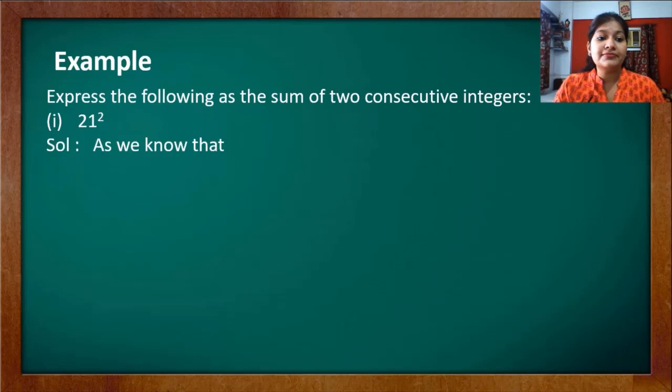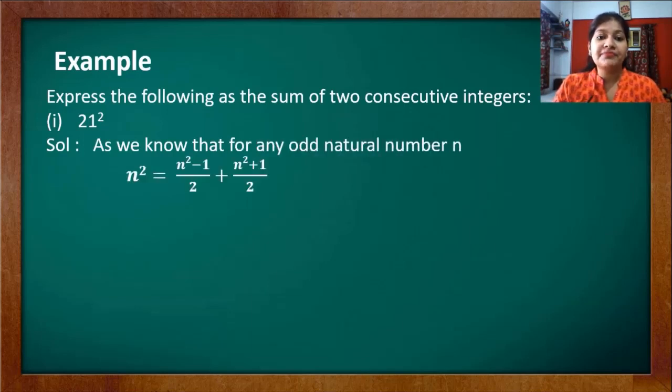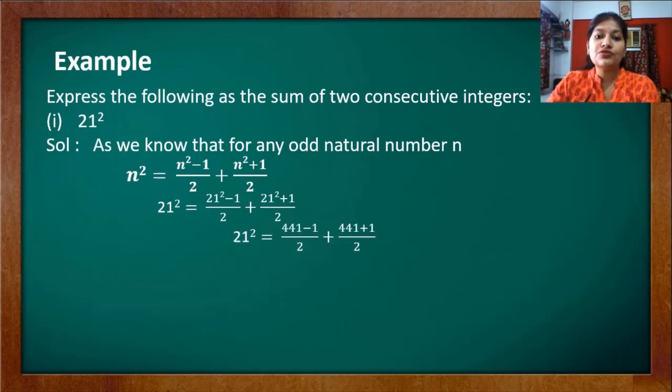So let's start. As we know, for any odd natural number n, we have this property. Now put the value of n here. n is 21, so whenever you find n, just replace it by 21. As you can see here, 21 square minus 1. So what is the value of 21 square? If you remember the table which consists of 30 square numbers, then it will be easier for you. So 21 square is 441.